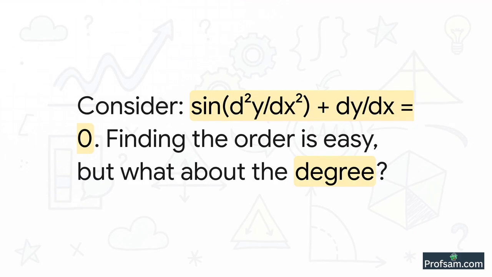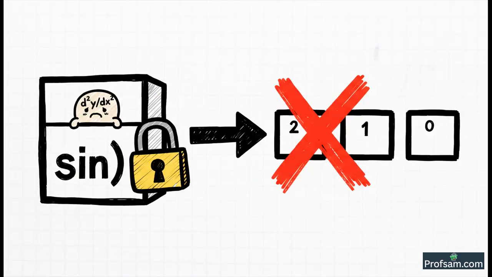We've got sine of d squared y by dx squared plus dy by dx equals 0. Finding the order is still simple. The highest derivative is the second derivative, so the order is 2. No problem. But what about the degree? So here's the problem. Our highest derivative, the second derivative, isn't free. It's kind of trapped inside that sine function, almost like it's locked in a box.